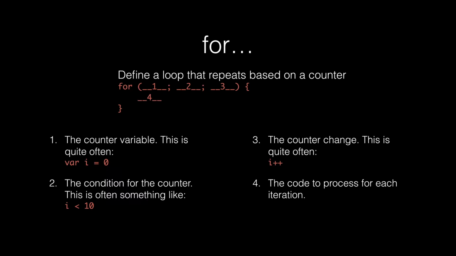This allows us to define a loop that repeats based on a counter. And it looks a little bit complicated, but that's only because this structure has a couple of slots that allow us to define all of those parameters. Let me back up. We have the for keyword that initiates this structure. Then we have a set of parentheses, and inside the parentheses we have 3 placeholders, each separated by a semicolon. After the parentheses we have a curly brace set, and then we put code inside of the curly brace set that will repeat for each iteration.